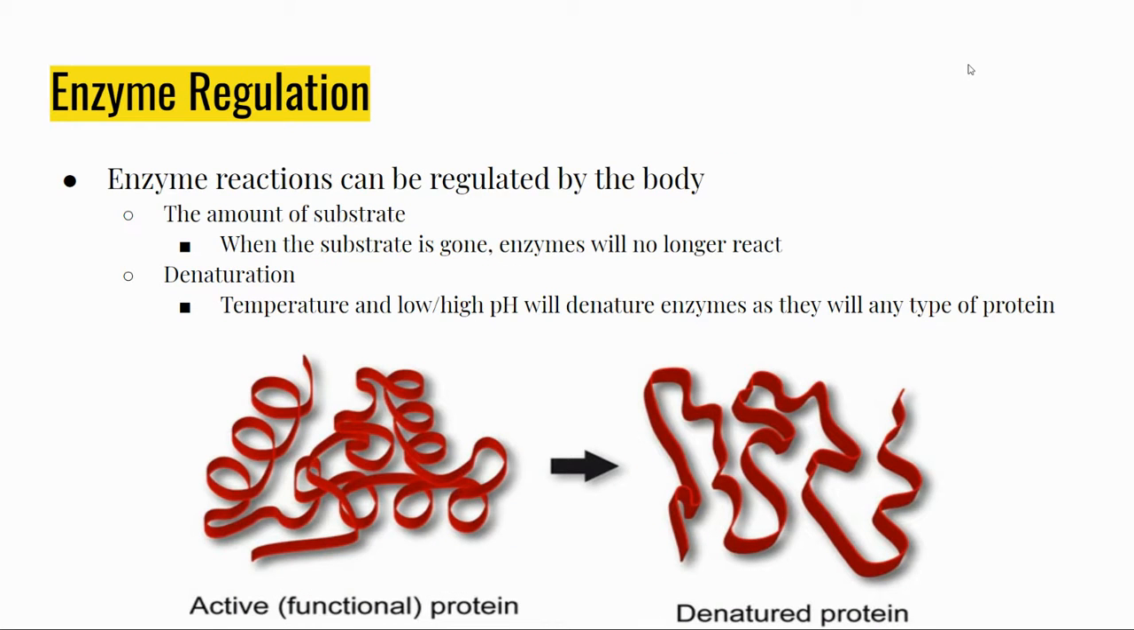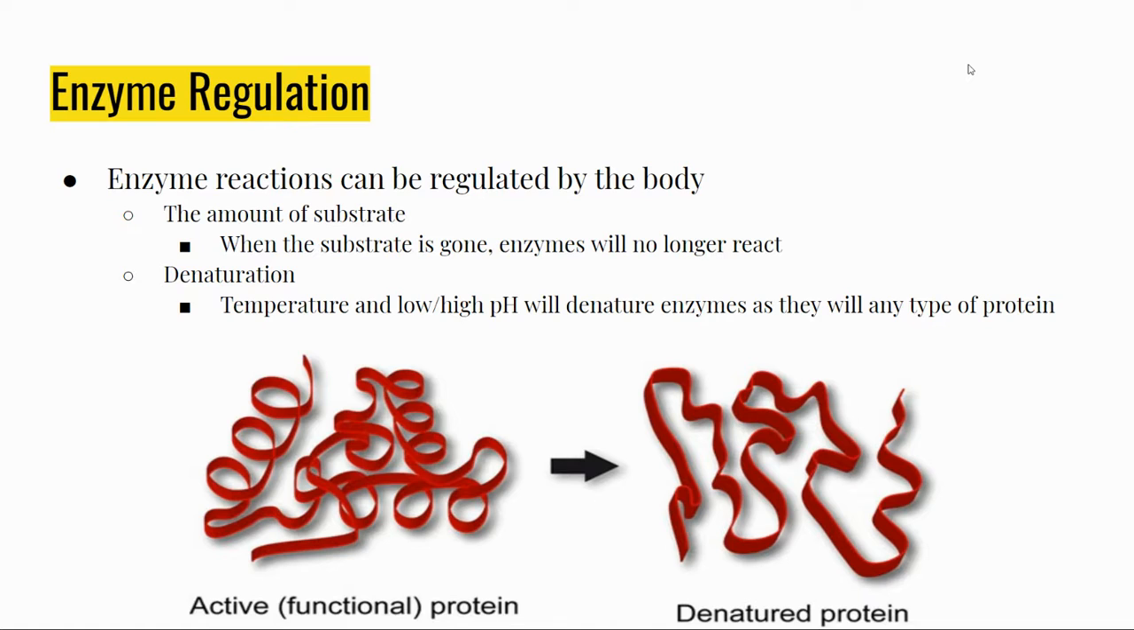And I believe this will be the last slide. Enzyme reactions can be regulated by the body. This makes sense if you think about it. One of the ways that it is regulated is by the amount of the substrate. When the substrate is gone, the enzymes will no longer react. And this also means the body will no longer make those enzymes to do a job. If there's no starch to be broken down, then why would the body waste energy to make salivary amylase? Doesn't make sense, right? It's a waste of energy.